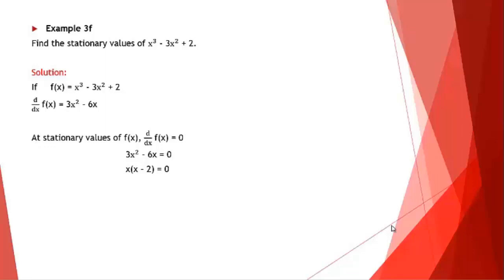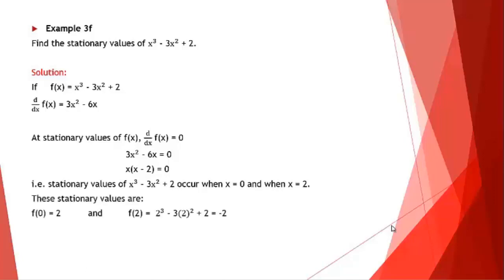So the stationary values of x cubed take away 3x squared plus 2 occur when x equals 0 and when x equals 2. So these stationary values are f of 0 equals 2 and f of 2 equals 2 cubed take away 3 times 2 to the power 2 plus 2, which equals -2. So the stationary values occur at 2 points on this curve, which are (0, 2) and (2, -2).